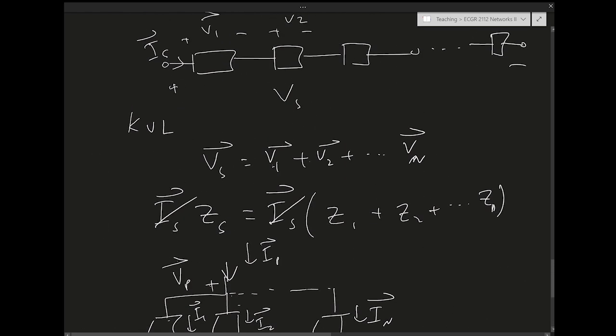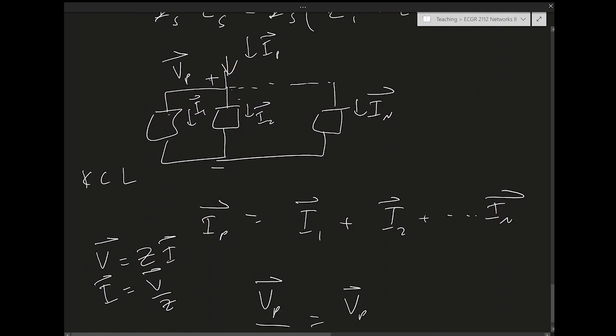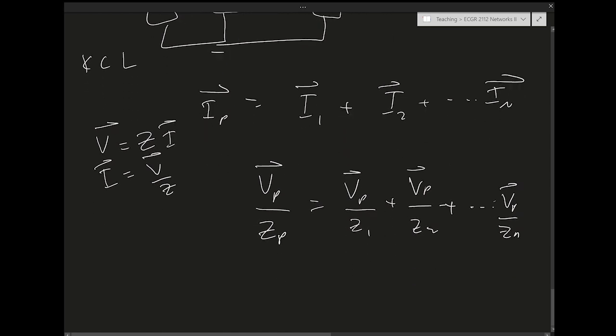In the series case, we used the fact that the current is the same for all the elements. Here we're using the fact that the voltage is the same for all the elements. So I1 is going to have Vp over Z1 plus Vp over Z2 and so on. We end up with Vp over Zn. We divide out Vp, so I end up with 1 over Zp equals 1 over Z1.